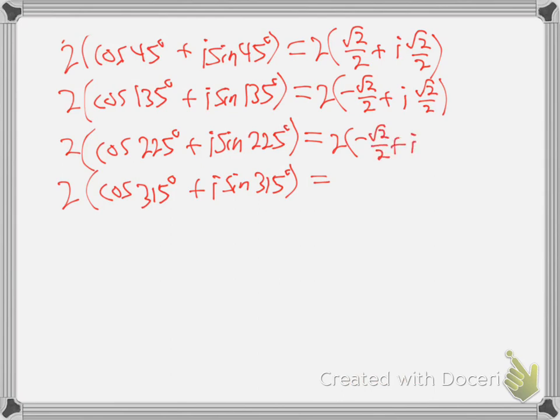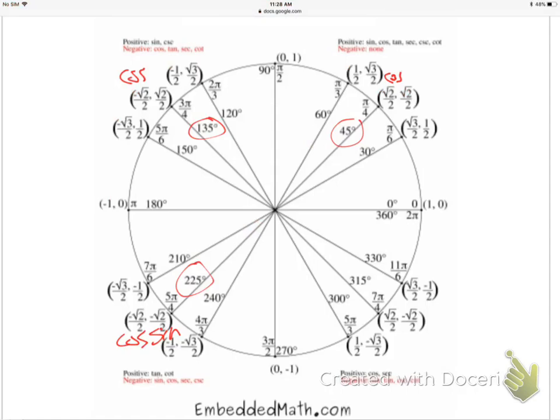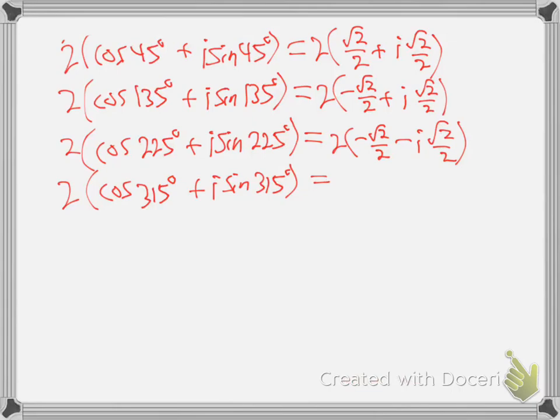So we're just getting positive and negative, the same answers. Both negative for that one. And finally, 315. Cosine's positive, sine's negative. So I'm just going to the unit circle, grabbing the answers. All right, you with me so far? I just went and grabbed all those angles off the unit circle.